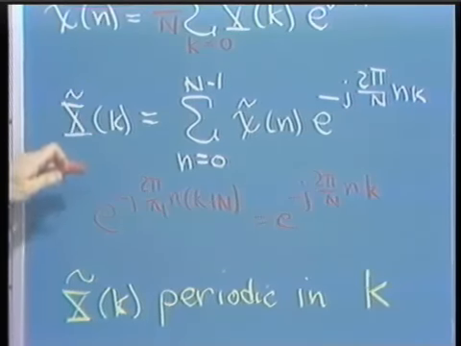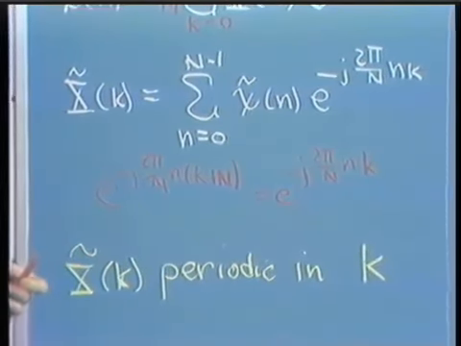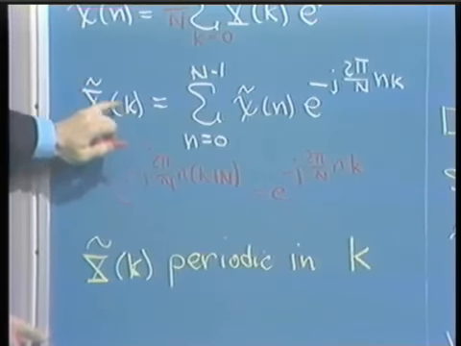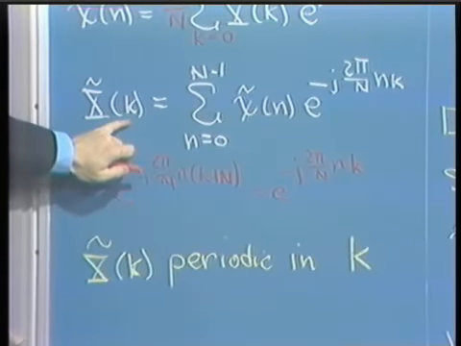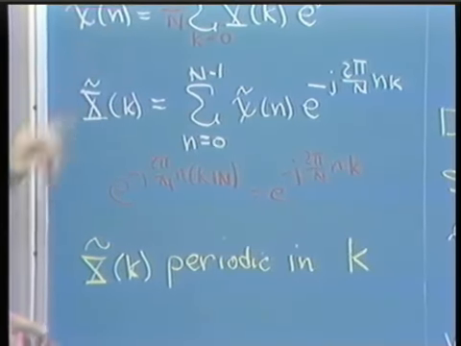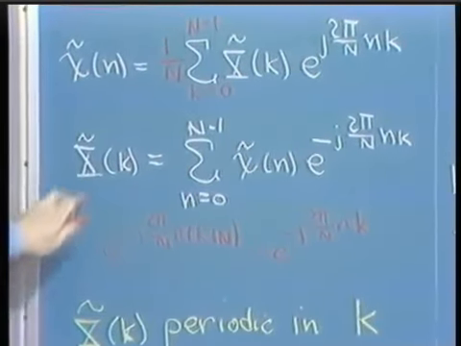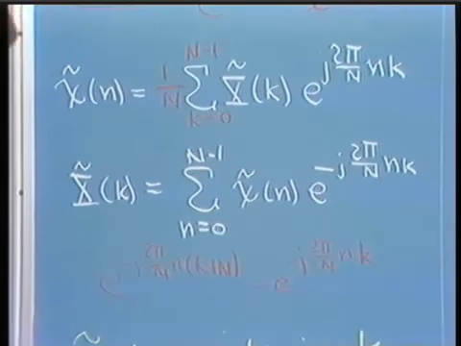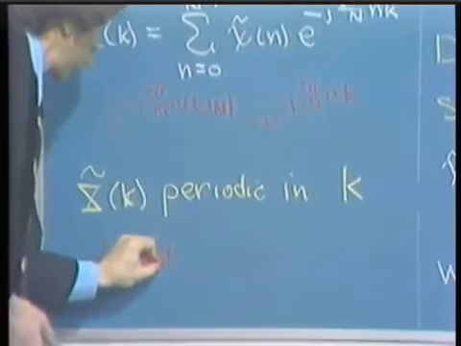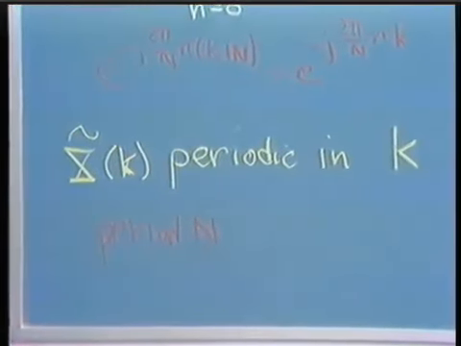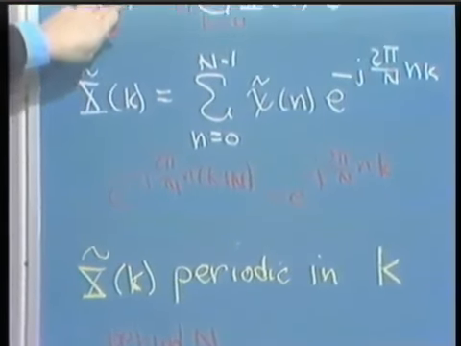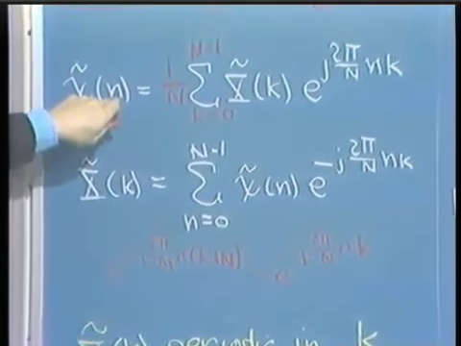I choose to do that mainly because of duality. That is, mainly because it is convenient to think of these as a periodic sequence, so that I have one periodic sequence representing another periodic sequence, this being a periodic sequence in k with a period of capital N, and this being a periodic sequence in n with a period also of capital N.